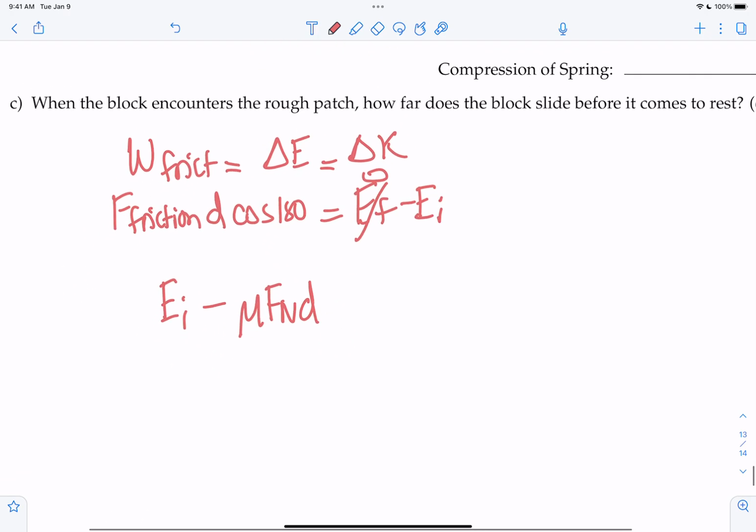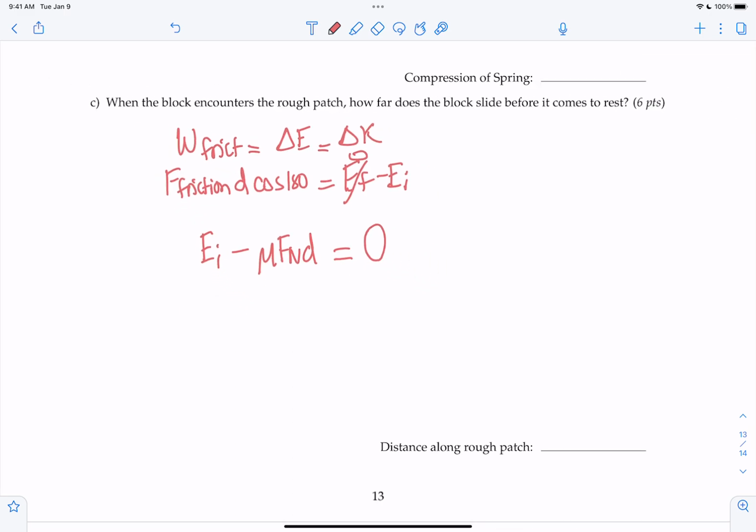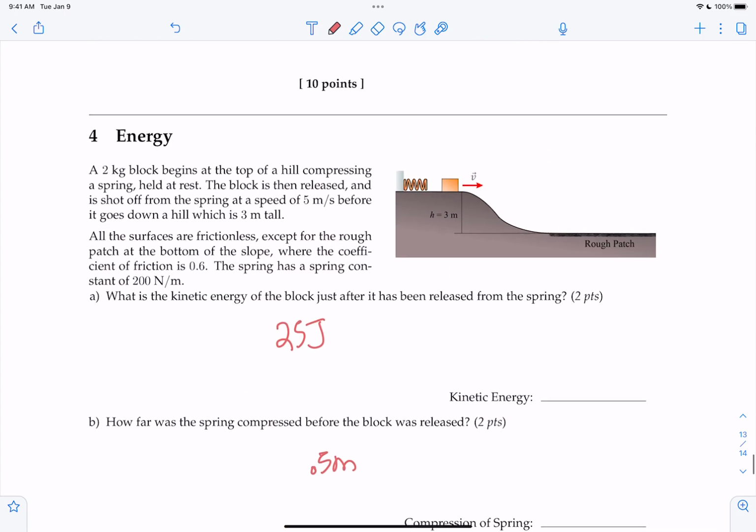Okay. So initial energy minus mu times Fn times the distance that we're trying to figure out is equal to 0, right? Essentially, we can say that initial energy is equal to the work done by friction. So what is our initial energy? We keep talking about this initial energy. What is it? That's going to be what our kinetic energy is at the bottom.